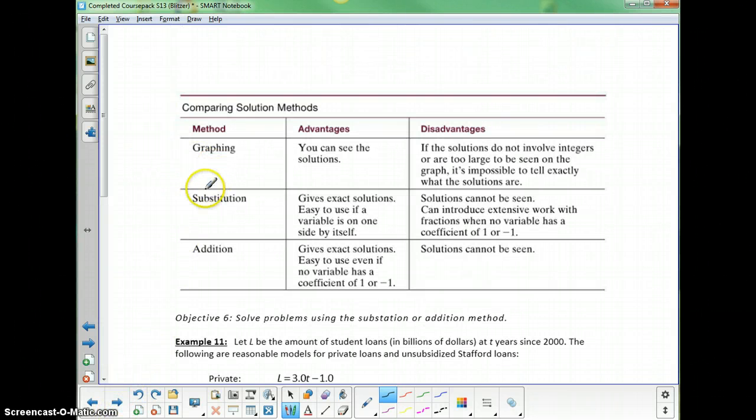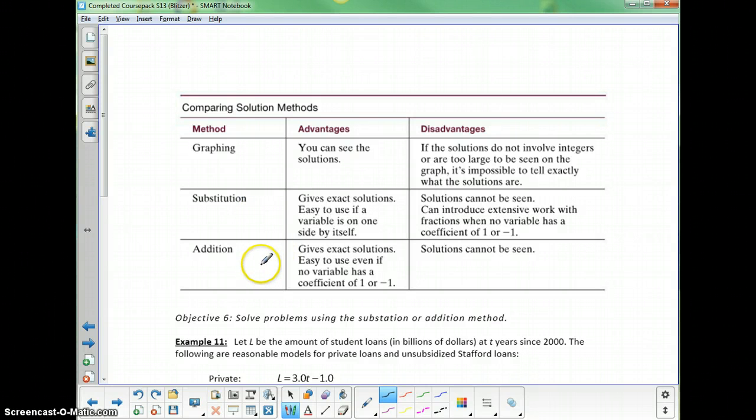Okay, so let's compare some of the pros and cons. If I'm graphing, it's nice to be able to see the solutions, but the disadvantages are that if the solutions aren't whole numbers or if they're too large to be seen in the graph, it's going to be impossible to tell exactly where they are. So it's a pretty big disadvantage.